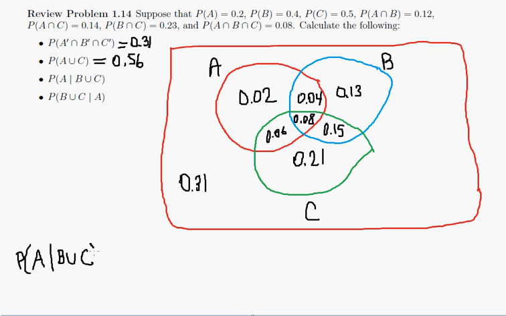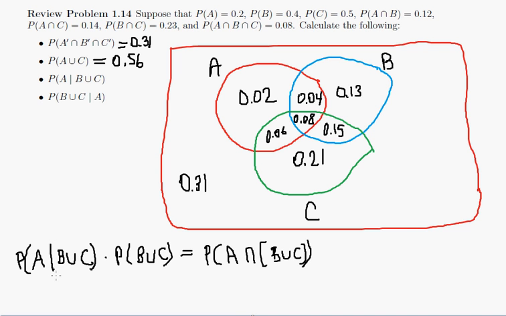Okay, now we've seen in class that if I take this and multiply it by the probability of B union C, that is equal to the probability of A intersect B union C. That is our multiplication rule. The probability of the first and the second is the probability of the first times the probability of the second given the first.